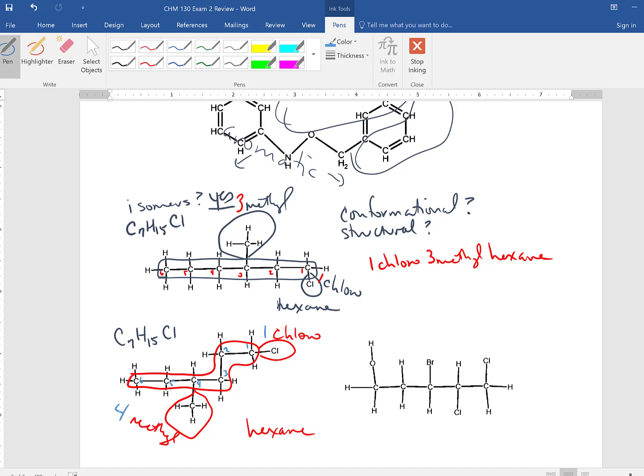Are they the same molecule? No. The methyl's on a different carbon. So that makes them structural isomers. If they had the same name, then they would be conformational. They'd be the same molecule, just drawn differently. Conformational isomers are the same molecule, just drawn differently. Structural isomers are different molecules because they're put together differently. The bonding arrangements are a little different.